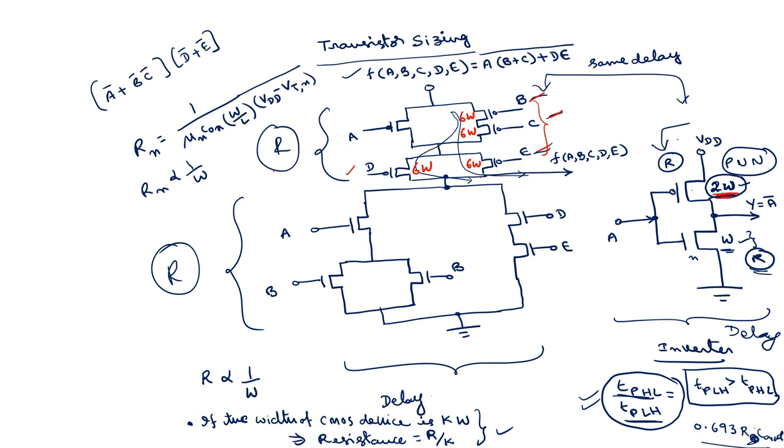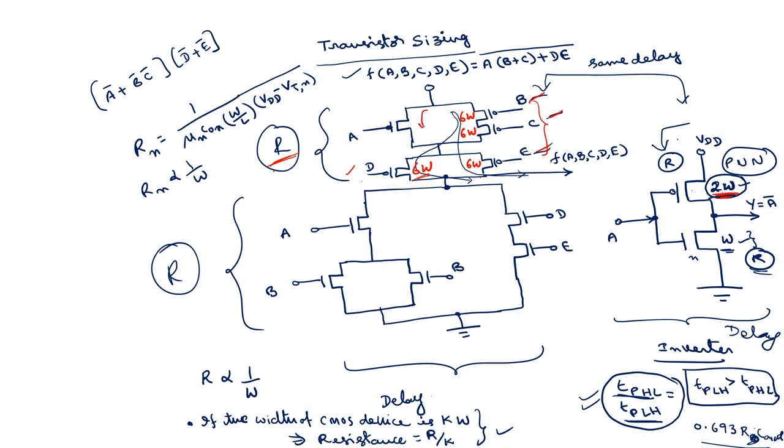Now if I consider B, C, E, it is giving a resistance of R. Means if I consider D size as 6W, then only B, C and D also will give the equivalent resistance of R. That is why the size of D also should be 6W. Now what about the size of A?